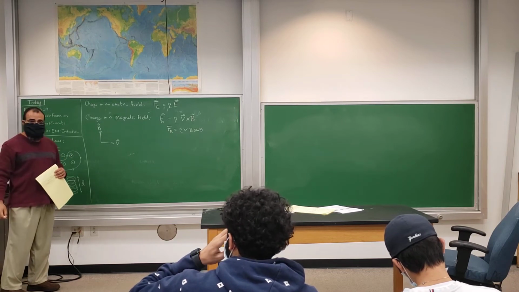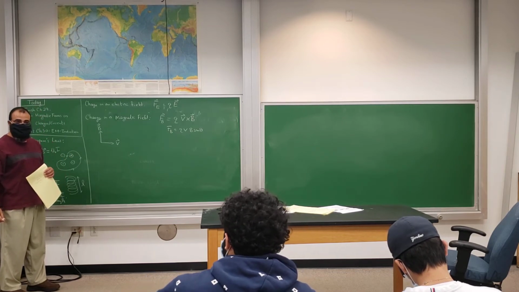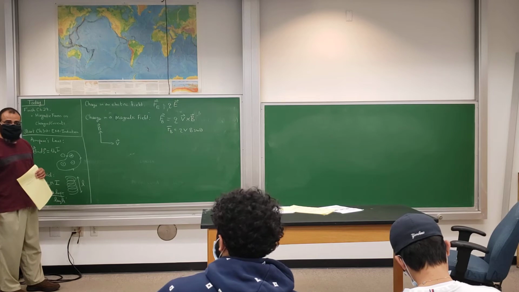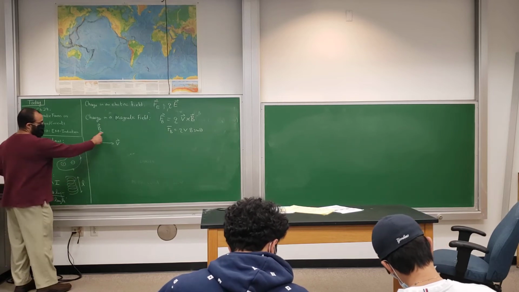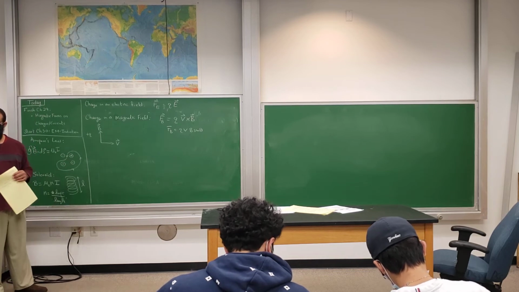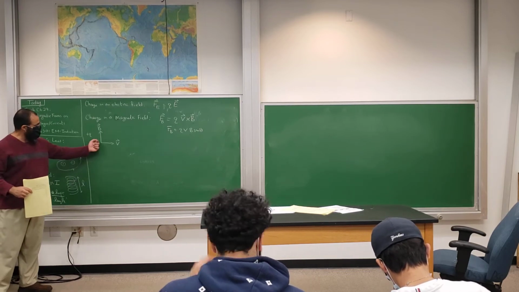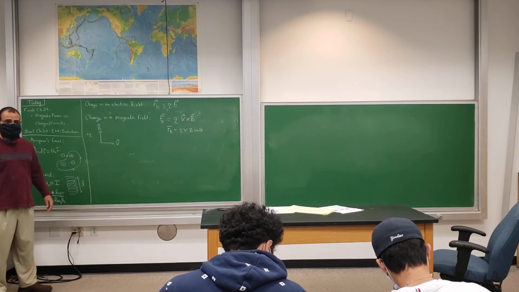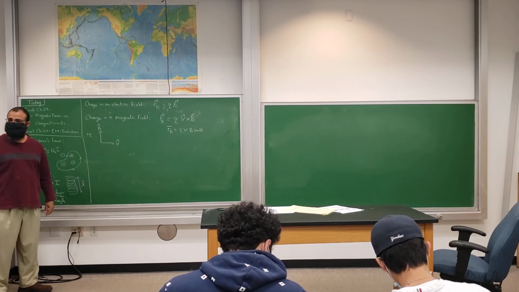Is velocity in the same direction as current? Yes. Because current is moving charge. By the way, I should say this is a positively charged object. V cross B will be this way, and so the force is qvB, so that's what we get. So that's the first one.